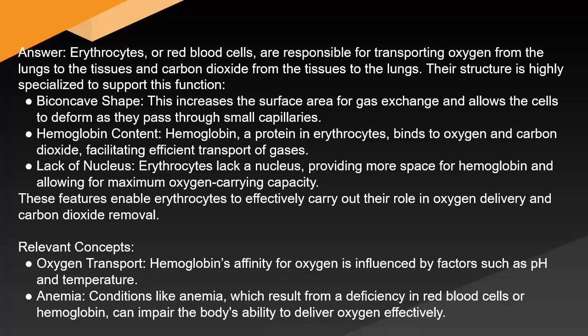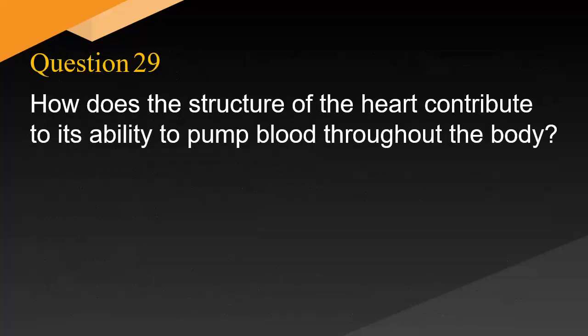Lack of nucleus: erythrocytes lack a nucleus, providing more space for hemoglobin and allowing for maximum oxygen carrying capacity. These features enable erythrocytes to effectively carry out their role in oxygen delivery and carbon dioxide removal. Relevant concepts: oxygen transport. Hemoglobin's affinity for oxygen is influenced by factors such as pH and temperature. Anemia: conditions like anemia, which result from a deficiency in red blood cells or hemoglobin, can impair the body's ability to deliver oxygen effectively.